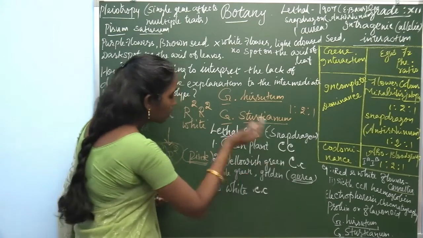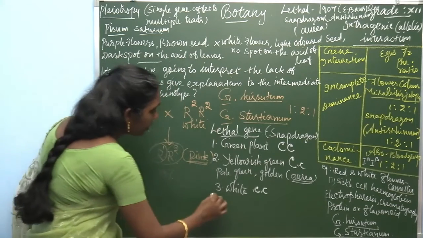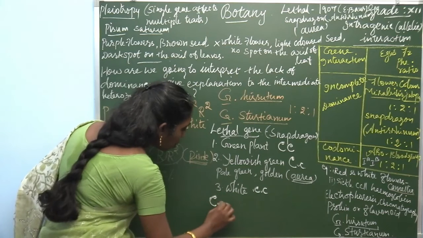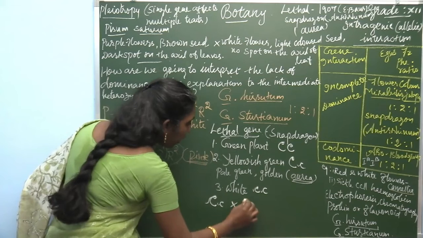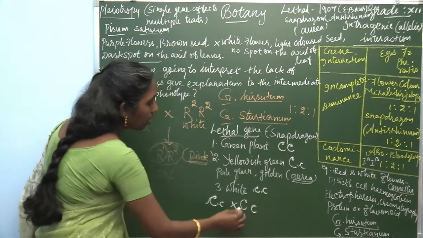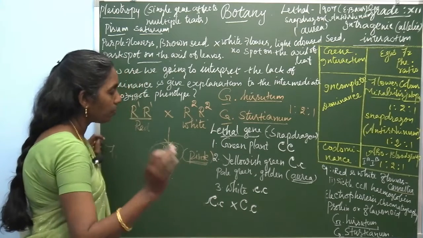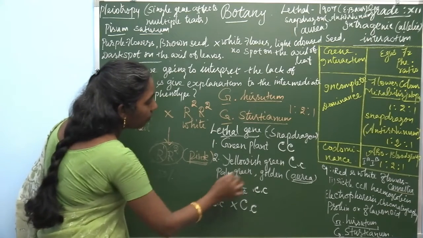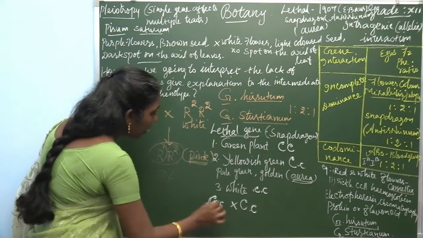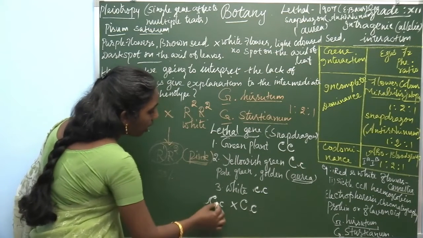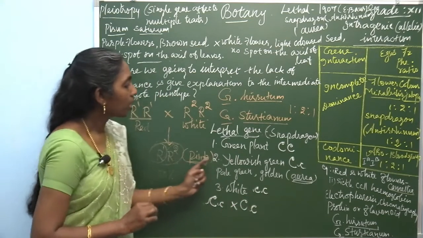So when this heterozygous capital C, small c is crossed with capital C, small c, here the parent is the heterozygous parent. In the F1 generation it produces heterozygous. So take this as a parent, capital C, small c, capital C, small c. What is the color?